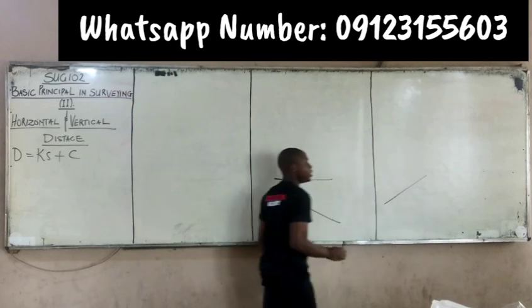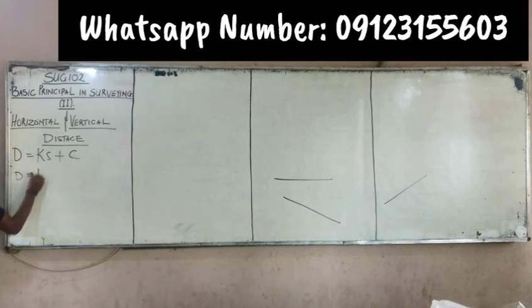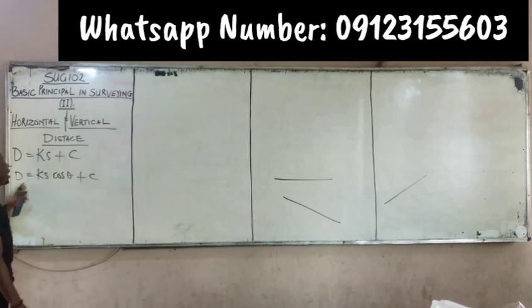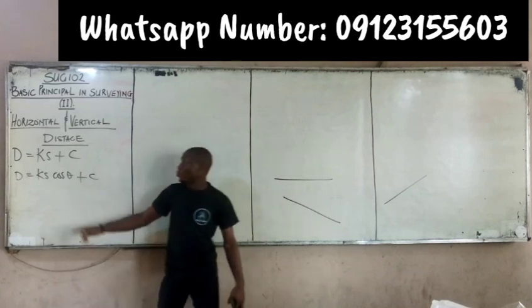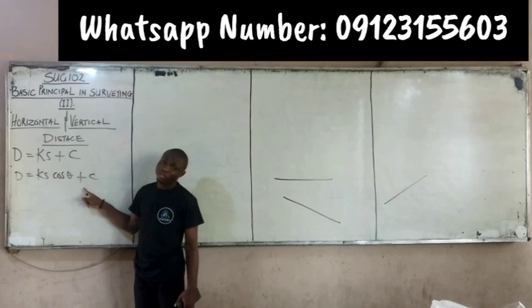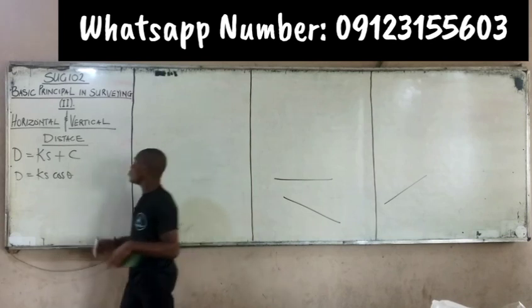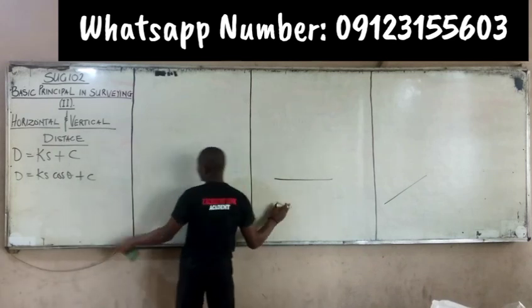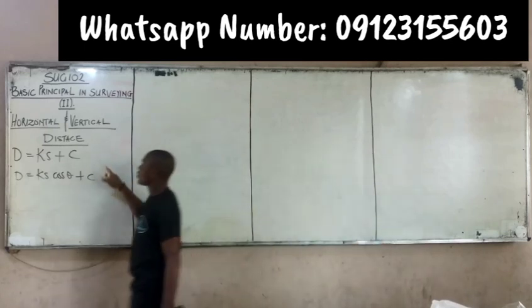D is never Ks plus C. Rather, D is equal to Ks cos theta plus C, where C is optional. The formula to solve for distance when it comes to an incline at an angle is D is equal to Ks cos theta plus C, and C is optional, please. If you are given C to be 0, then you don't need C. But if C is given, then you add a positive C. So take note of these two concepts here.